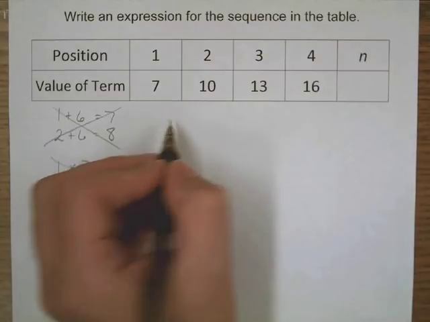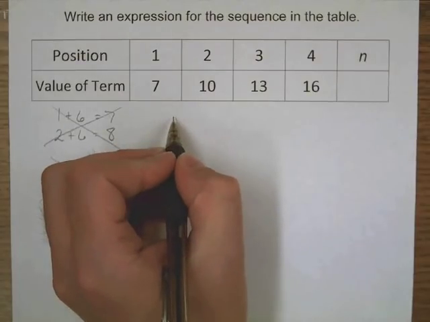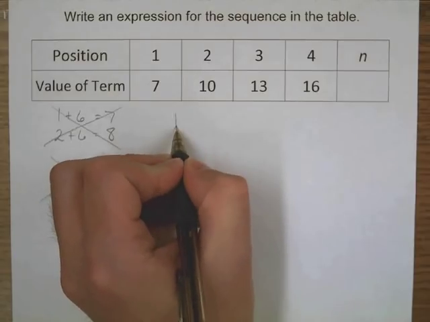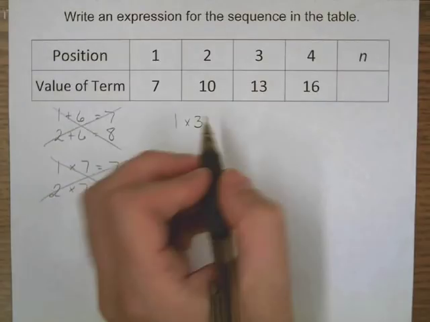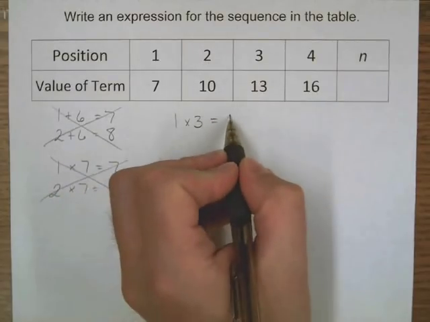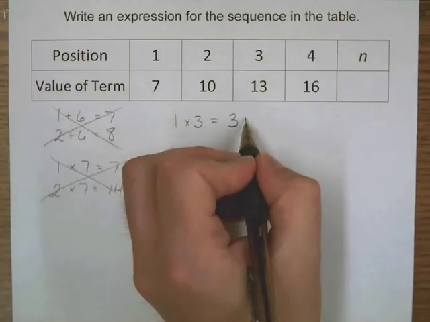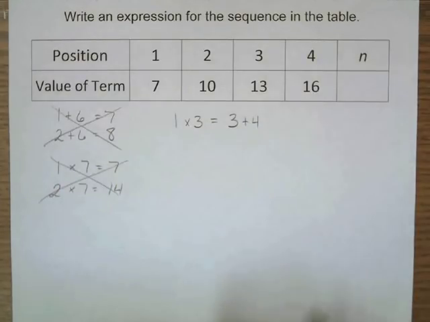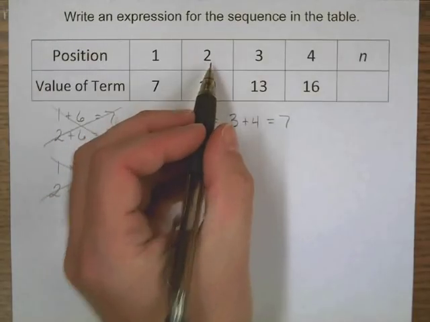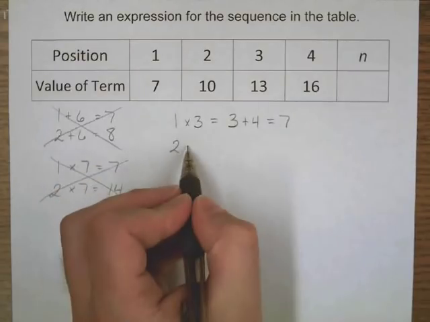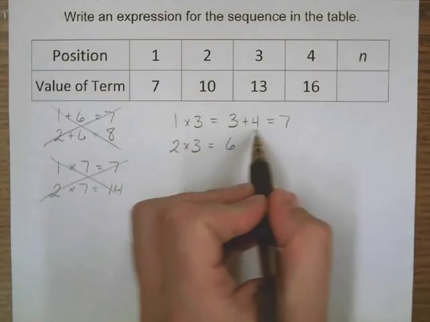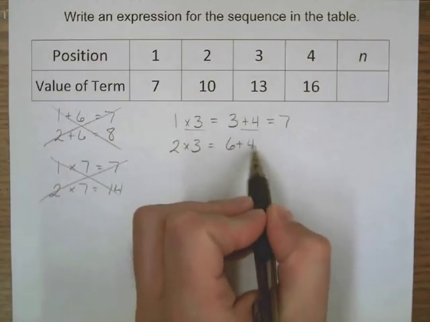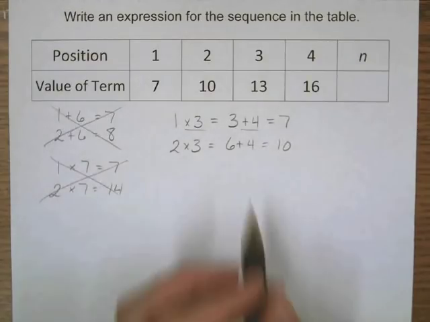So I need to try something different. Let's keep with that multiplication idea. What if I multiply position 1 times 3? At first that might not make sense, but let's go with it. 1 times 3 is 3. And how am I going to get 7? Well, if I add 4 to that, that gets me 7. Okay, let's try it with our second position. So now I have 2. I'm going to multiply it by 3 this time. I get 6. And just like before, I'm going to add 4 to it. Hey, that works. I'm getting 10 now.